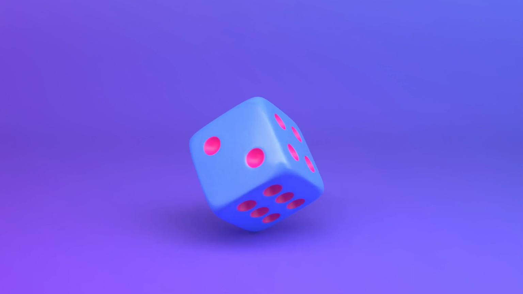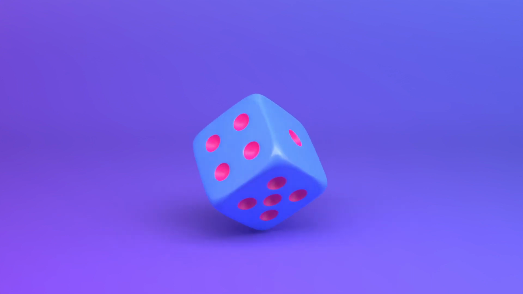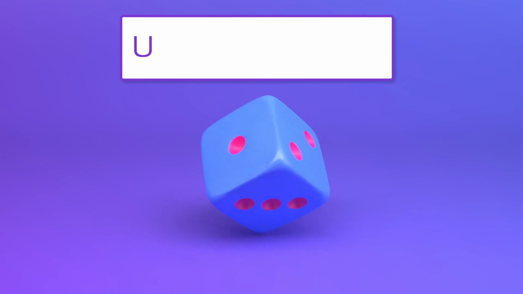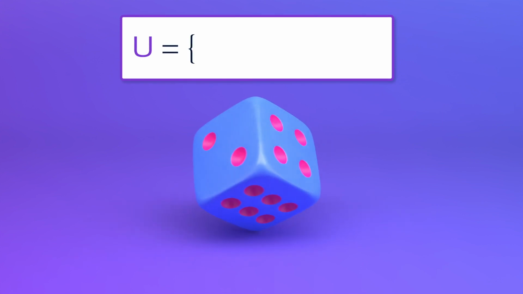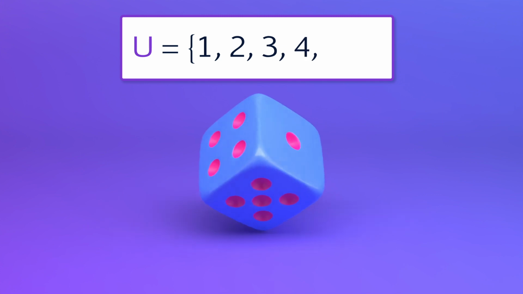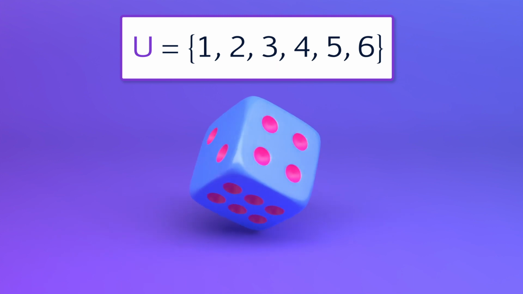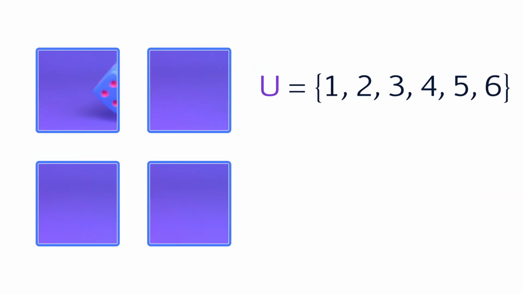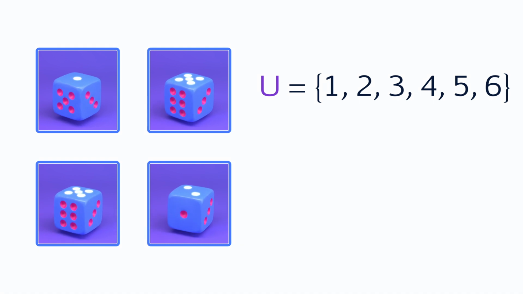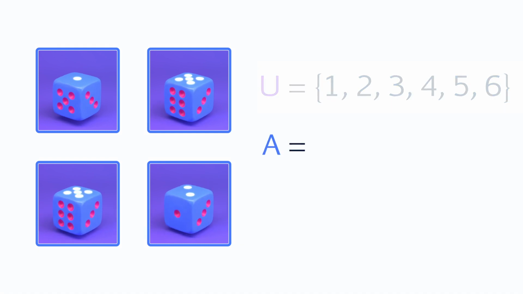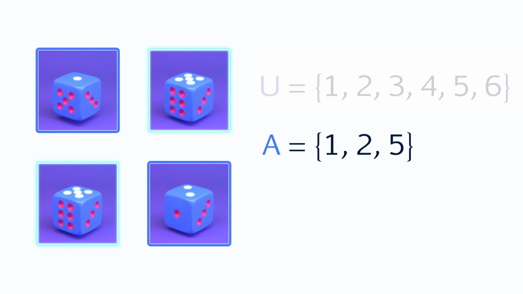You take part in a game where each player rolls a six-sided die. The universal set, U, in this context, contains the elements 1, 2, 3, 4, 5, and 6. These are the 6 possible outcomes of a die roll. You roll the die 4 times and end up with subset A. Subset A contains the elements 1, 2, and 5. You got the number 5 twice, but sets cannot contain duplicates, so your set only contains 3 elements.